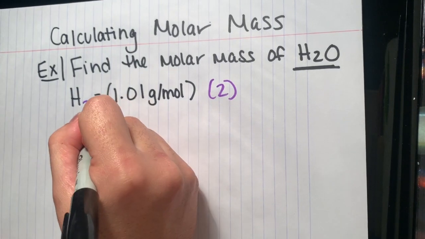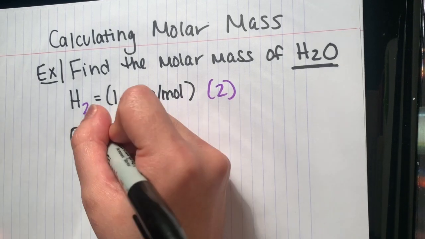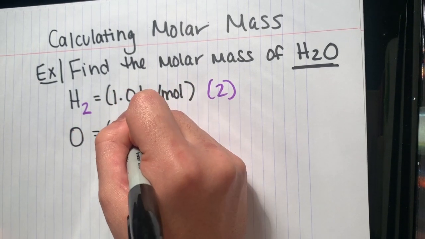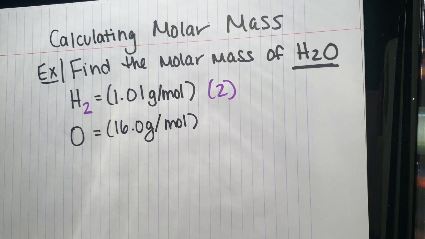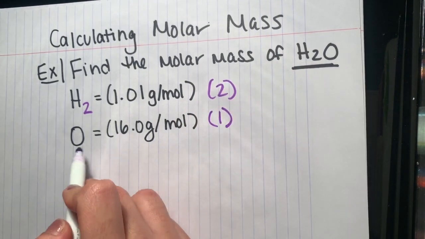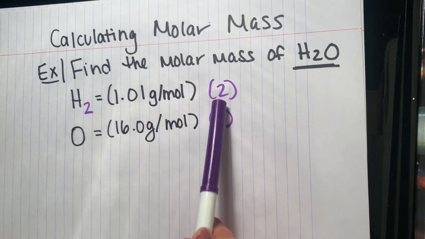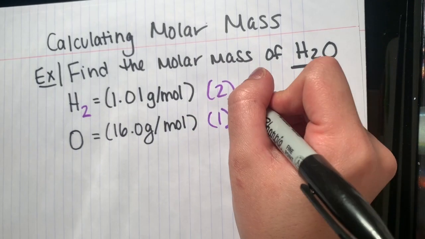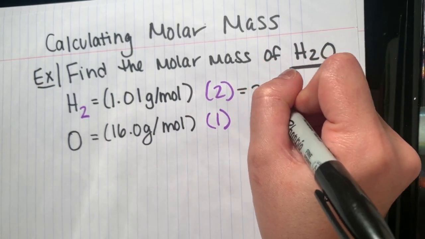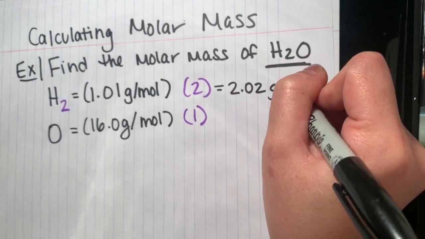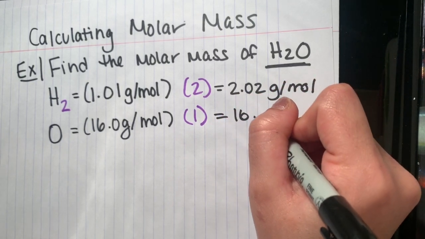Okay, then I'm going to do the same thing for oxygen. I'm going to look up the molar mass of oxygen on my periodic table, which is 16.0 grams per mole. And then I'm going to multiply that by 1 because I don't have a subscript. So every time there isn't a subscript, I know there's just 1. So now I'm going to do the math across for each one. So for hydrogen, 1.01 times 2 is 2.02 grams per mole. For oxygen, it's going to be the same thing because it's just times 1.